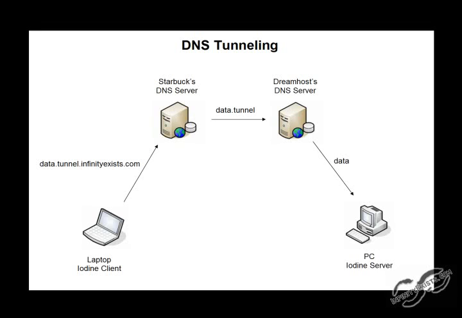This DNS server will have information about Infinisys.com. However, it will need to request information from Dreamhost's DNS server about the subdomain tunnel. The Dreamhost DNS server delegates the query to our PC running the Iodine server. The Iodine server will decode this internet traffic, do what it needs to do, and then send back encoded internet traffic to our laptop. And that's how DNS tunneling works.